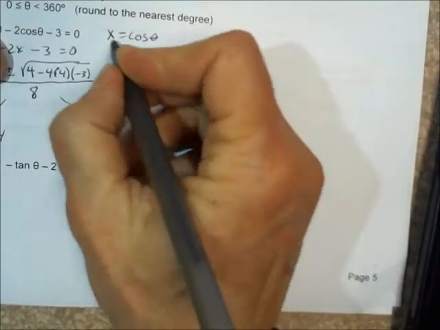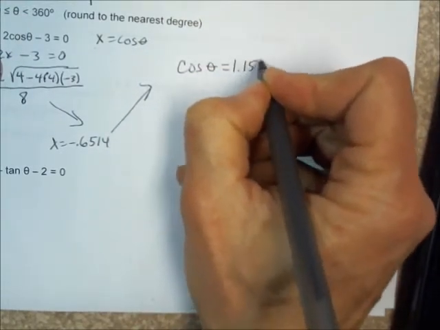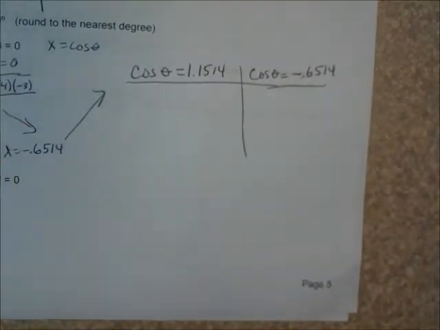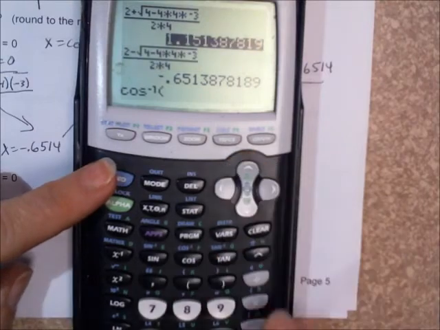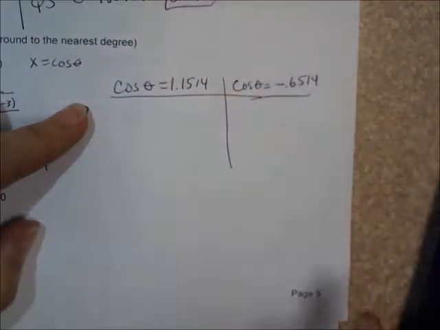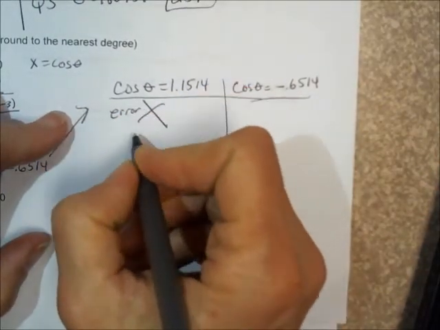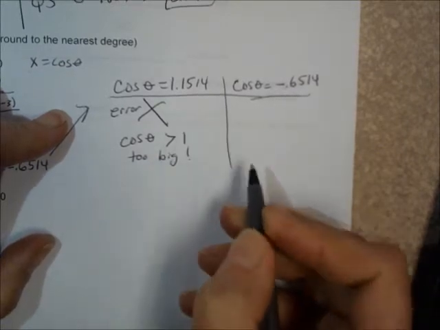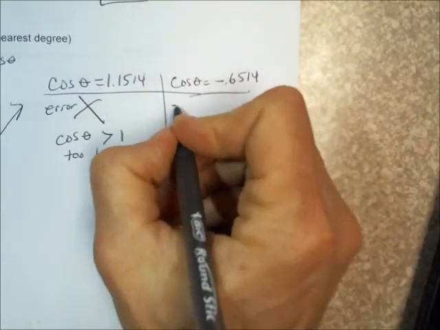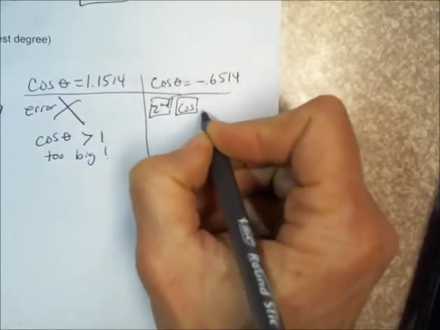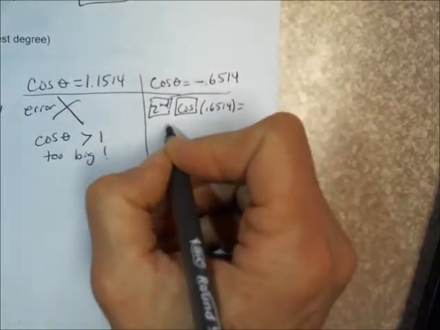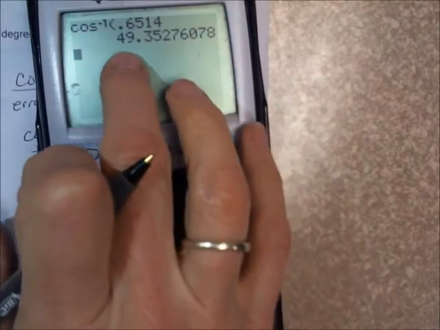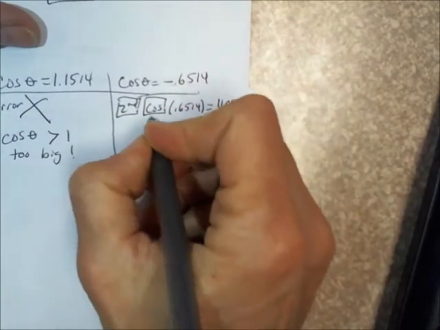So now, this is an x, this is a cosine of theta equals 1.1514. And the cosine of theta is equal to negative 0.6514. If we do a second cosine of that number, we'll get an error because cosine of theta is greater than 1. It's too big. It can't be greater than 1. It can't be less than negative 1. So over here, we're going to do a second cosine of positive 0.6514 to give the reference angle. So second cos of 0.6514, that is a 49-degree angle. That's a reference angle.